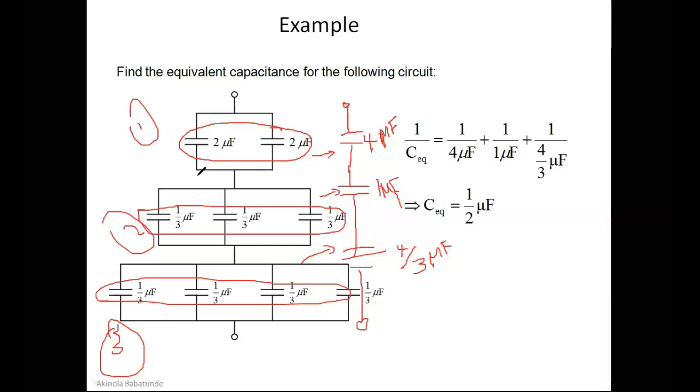If you have that, then you can see that you have converted all of this circuit into this circuit, and this particular circuit you're looking at here is in series. When we have series connection, we treat them like resistors connected in parallel. So 1 over C equivalent here would then become 1 over 4 microfarad plus 1 over 1 microfarad plus 1 over 4 over 3 microfarad. If you solve all of these mathematically, you're going to obtain C equivalent to be 1 over 2 microfarad as the final capacitance for this particular circuit.